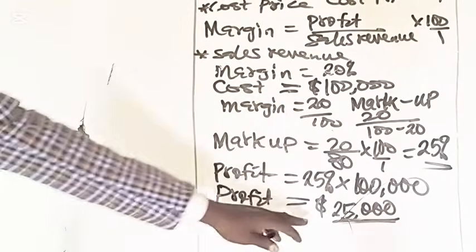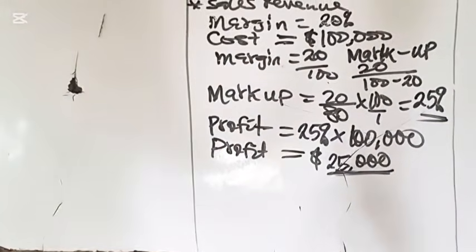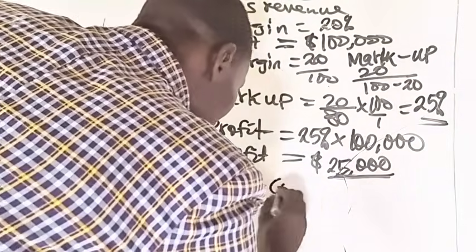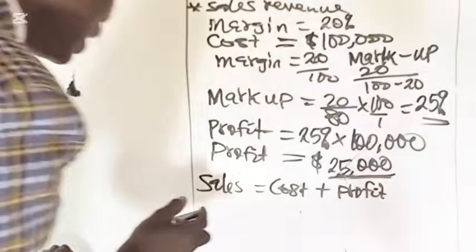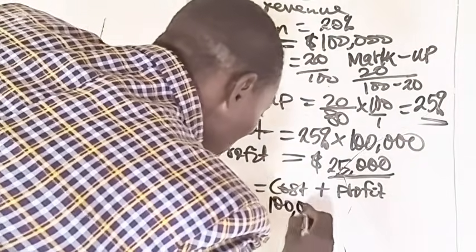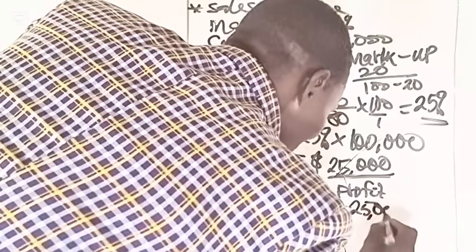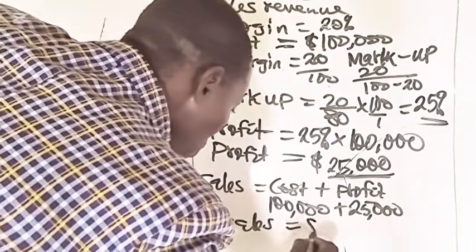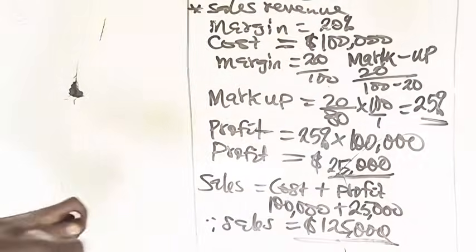Now that you know your profit, you can calculate the sales revenue. Sales, remember, will be cost plus profit. The cost is given to be 100,000, and profit has been arrived at as 25,000. 100,000 plus 25,000, that will be 125,000. It means the sales value of the product is 125,000.